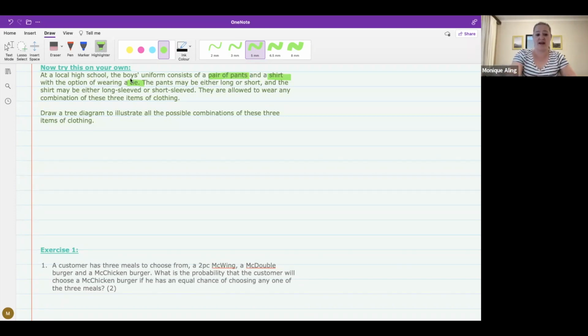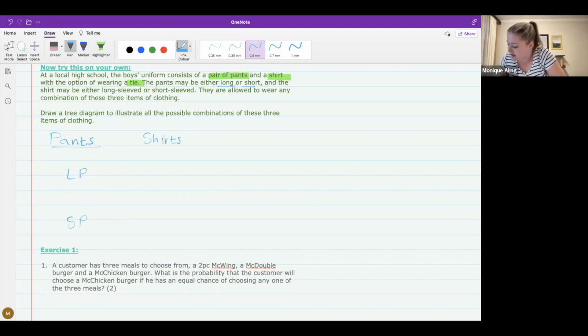Okay, so let me help you out with the headings quickly. So it'll be our pants. And I think just use abbreviations. The pants options are long or short. So let's say long pants, short pants. So LP, SP. And then you can abbreviate the shirt, sorry. Long sleeve is LS and short sleeve SS. Tie, you can say T for tie and no tie, NT.